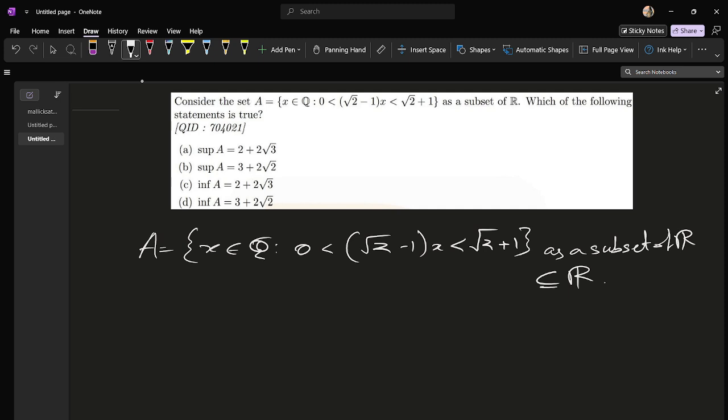Okay, so let us divide this inequality into two parts. From the first part we will get only this thing: 0 is less than x. So our x is always positive. Now we have to think about the second part.